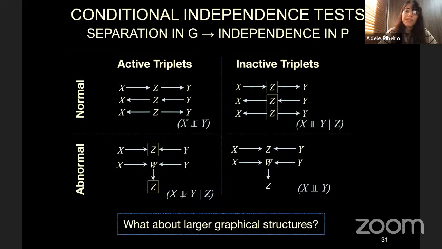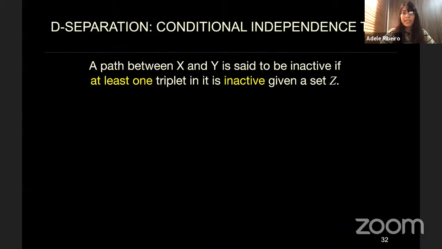What I can say about larger graphical structures is this notion of d-separation. A path between X and Y is said to be inactive if at least one triplet is inactive given a set Z. As an example, we have this one, a bit larger than the other ones, but it's a good example. We have this triplet here, and this triplet here. I just need one to be blocked. If I condition on B, this triplet will be blocked, so the entire path is blocked. The same for W. If I condition on W, then I'm blocking this triplet here, and I just need one triplet to block the entire path.